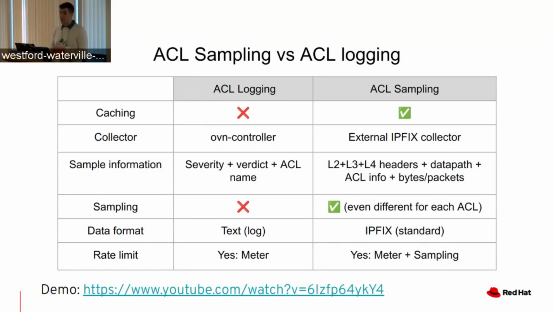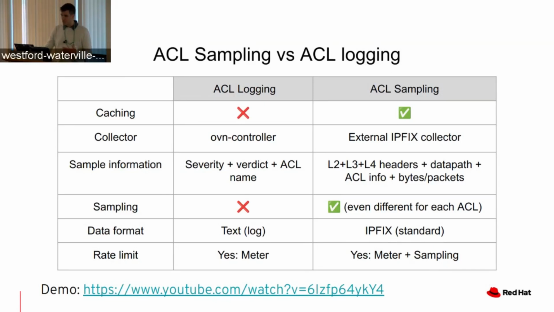ACL sampling has caching, and that caching is done in OVS, but the external collector is an external IPFIX collector, and it's not OVN, not the OVN controller, which is good if we have lots of logs coming up from the data. With ACL sampling, we have information of the packet that was dropped or that matched that specific ACL. So we have much more information in order to debug.